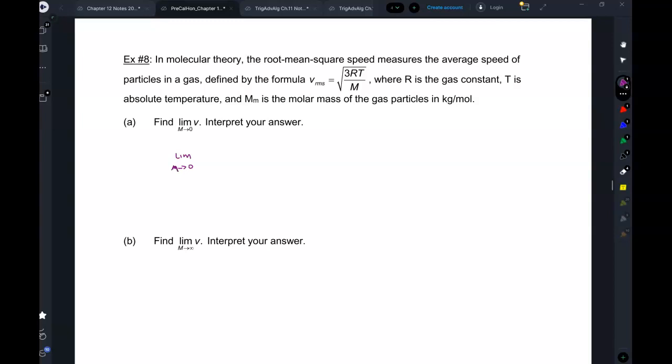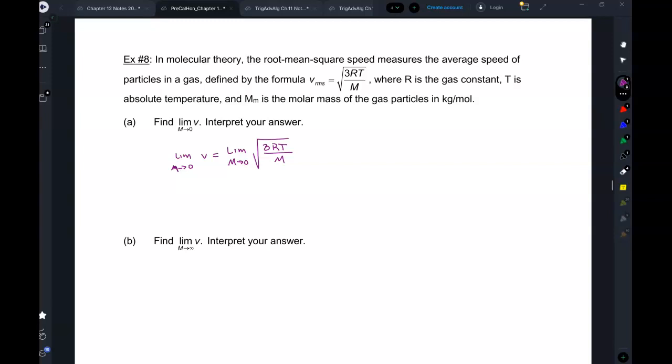Okay, so this is what we want. This is the limit as m approaches 0 of this cute little thing. And who cares what any of these things are? I know that R is a constant, T is some quantity, M is the mass. Now I want to see what happens to this as m approaches 0.